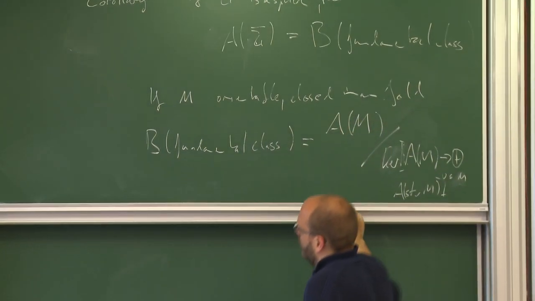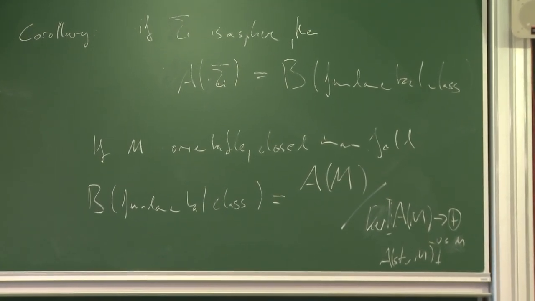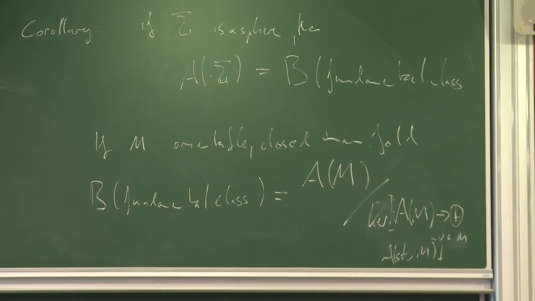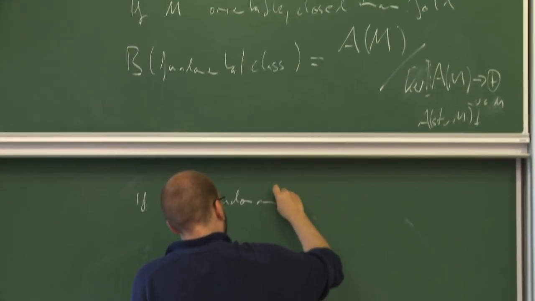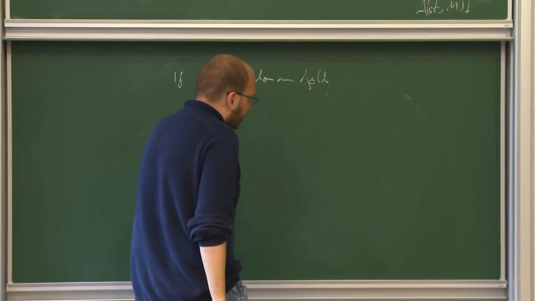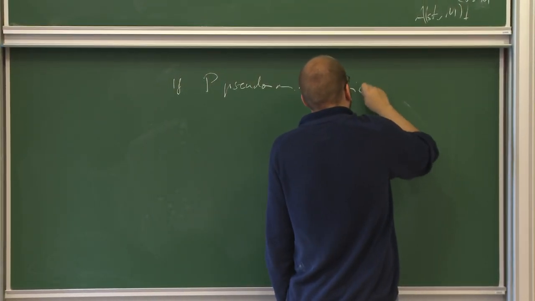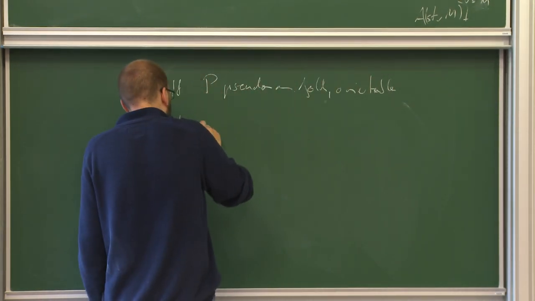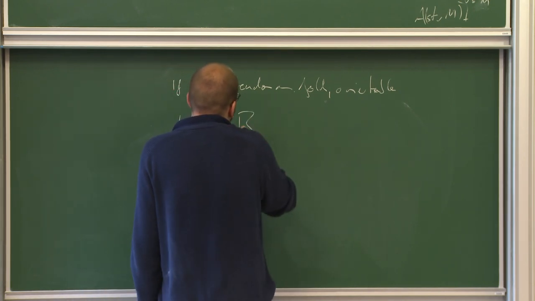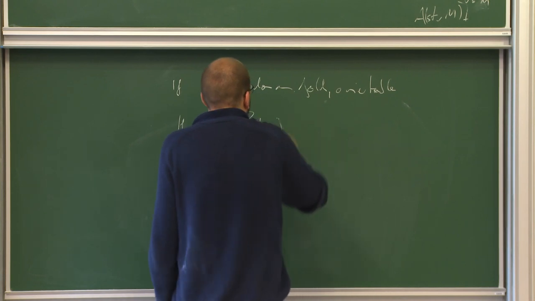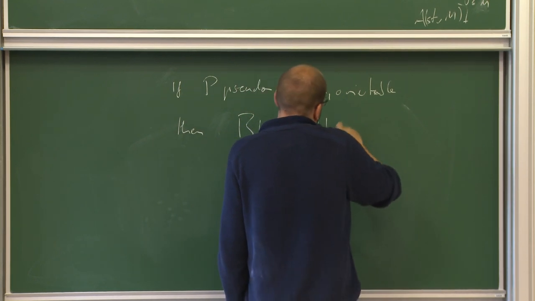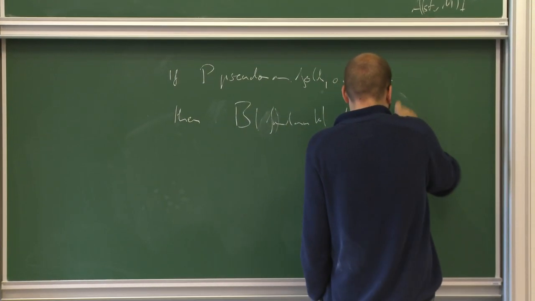I mean, but somehow, what else is encoded by these? Well, for instance, pseudo-manifolds. If P is a pseudo-manifold, and it's orientable, then B of mu satisfies Lefschetz. So B of the fundamental class satisfies Lefschetz. Here's Lefschetz.